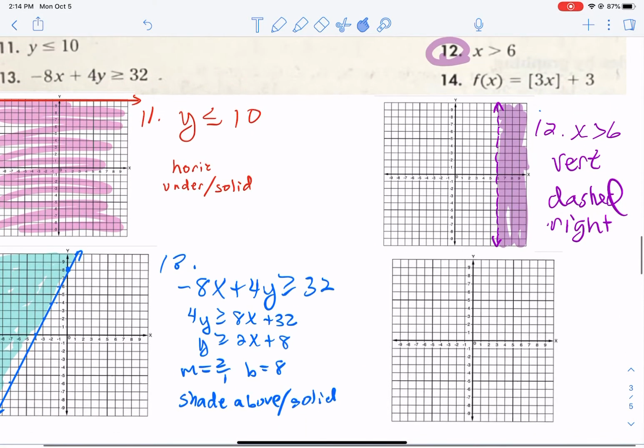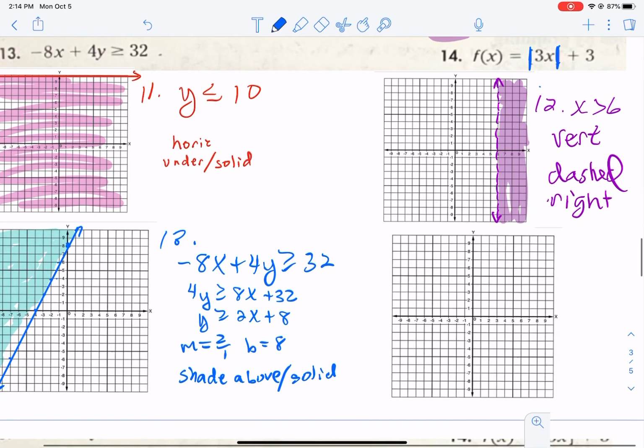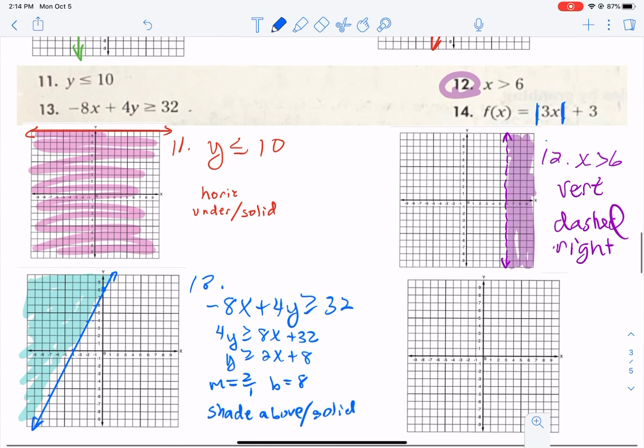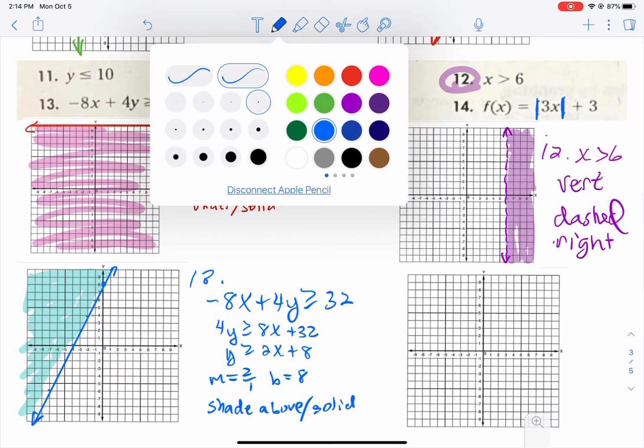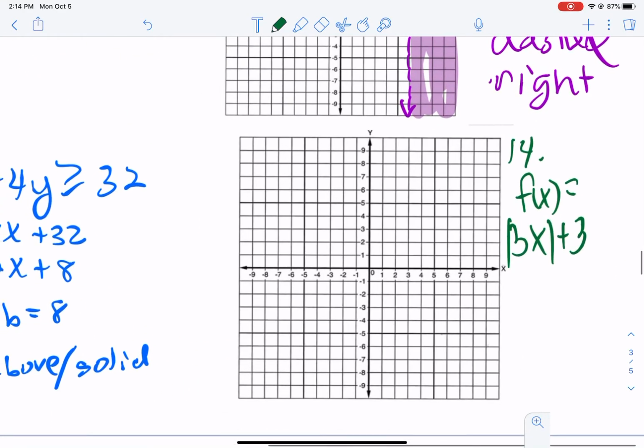Now 14, could you please make sure these little bars, make them straight up and down. We'll call that an absolute value bar, okay? So let me write that down. So we're going to get f of x is the absolute value of 3x plus 3. Now, I hope you know by now that the absolute value is going to make a V.